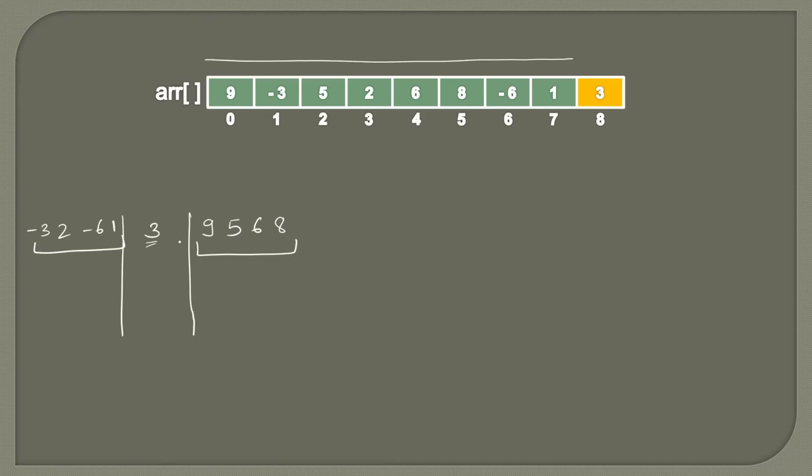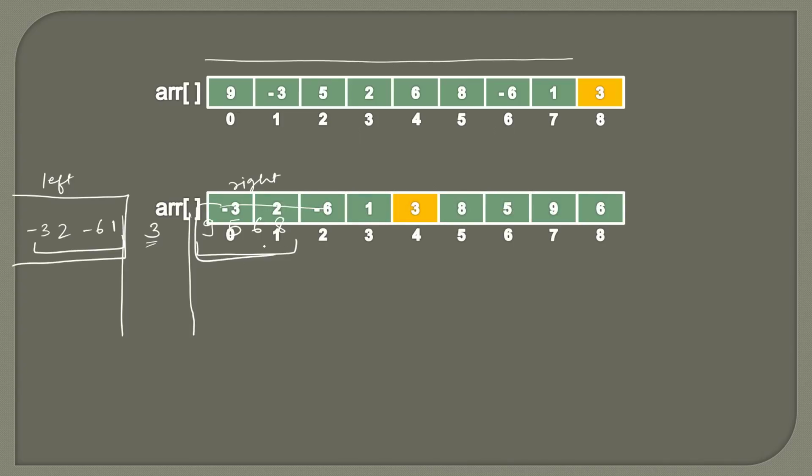We are only concerned about partitioning the array in such a way that this is the left part, which is smaller than the pivot, and this is the right part, which is greater than the pivot. So why are we actually doing this partition? Here you can see, I'll just remove this.